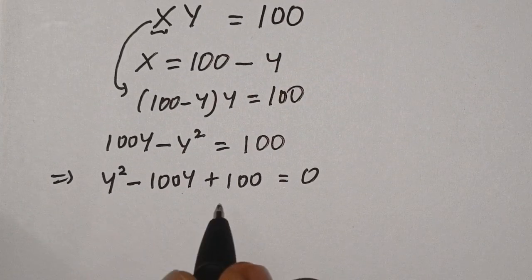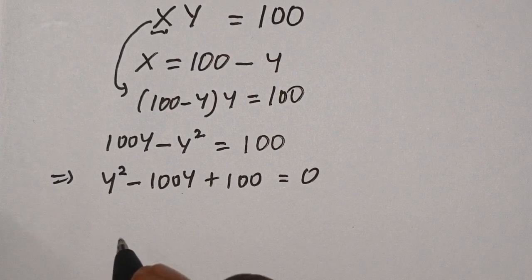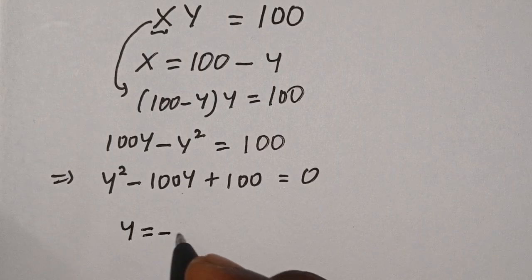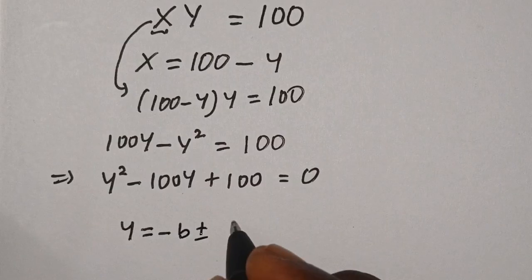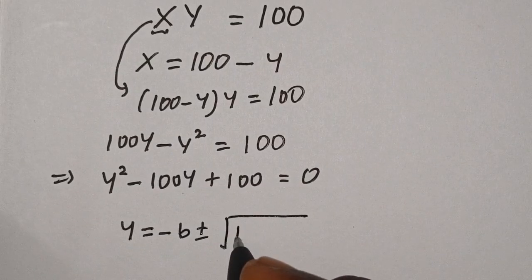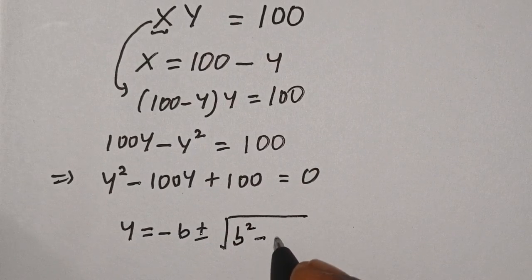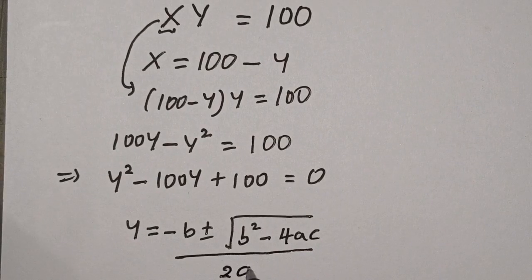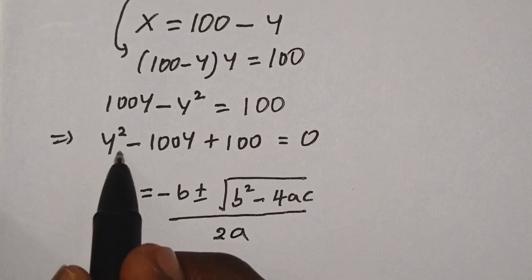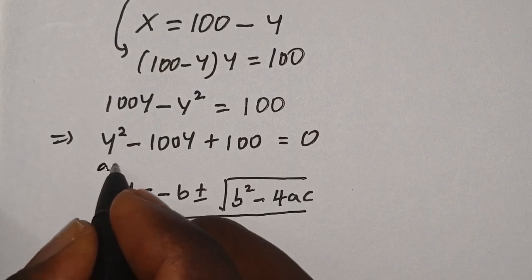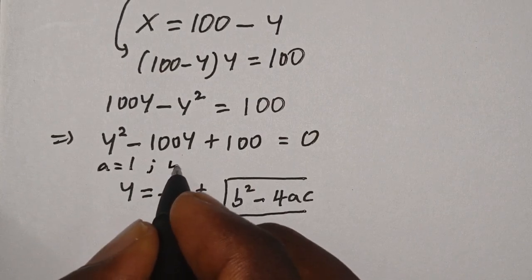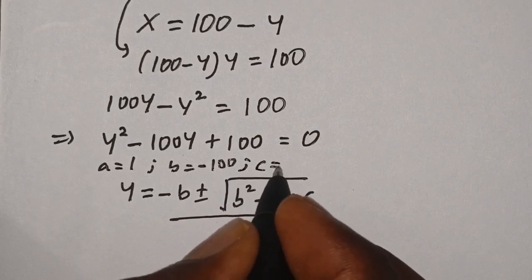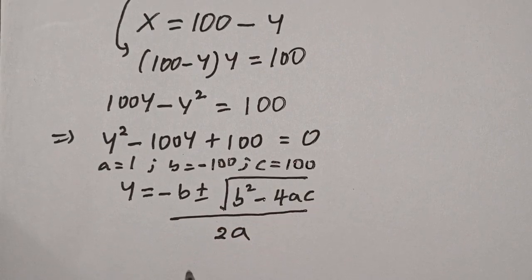We can solve this by quadratic formula, which is y equal to minus b plus or minus square root of b square minus 4ac, divided by 2a. From this quadratic equation, a is equal to 1, b is equal to minus 100, c is equal to 100.